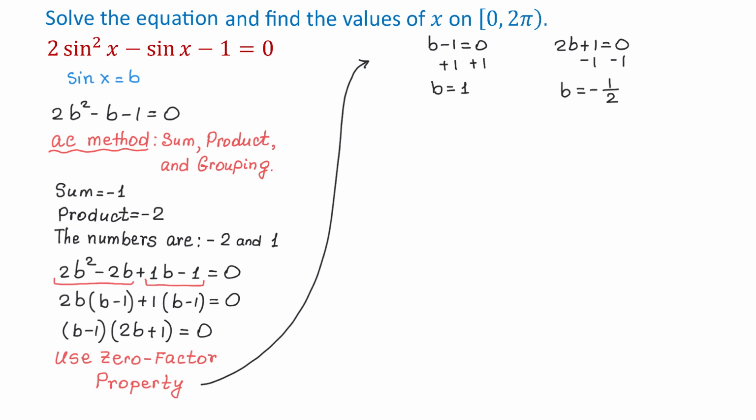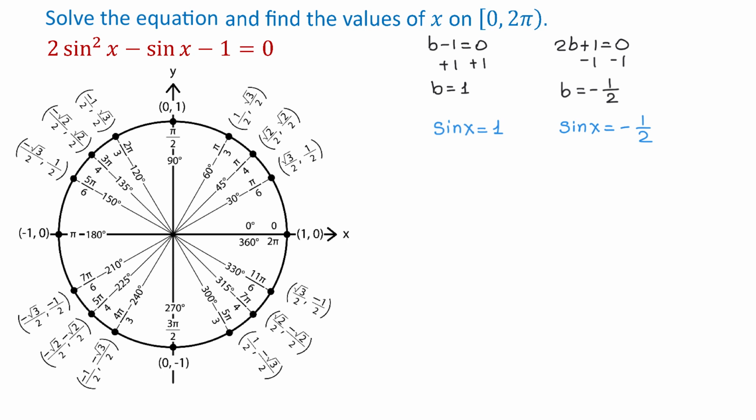And now it's time to replace each b with sine of x. In the first equation, we will write that sine of x equals 1, and in the second equation, sine of x equals -1/2. And now to solve these equations, we will use the unit circle. And to solve the first equation, we need to find all the angles on the interval from 0 to 2 pi where the value of sine is 1.